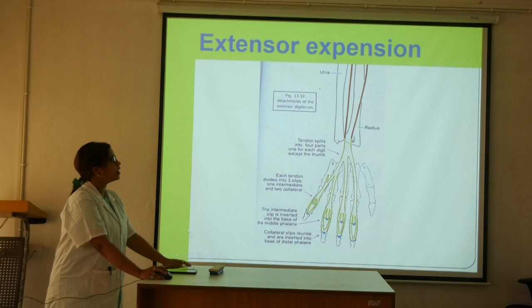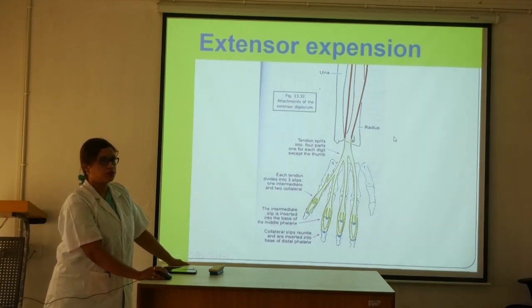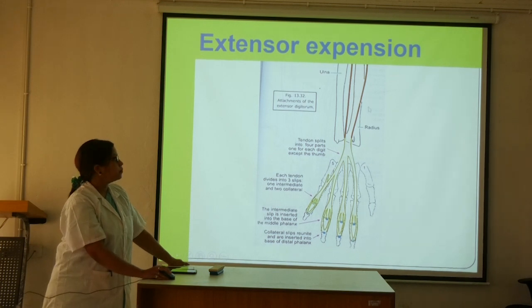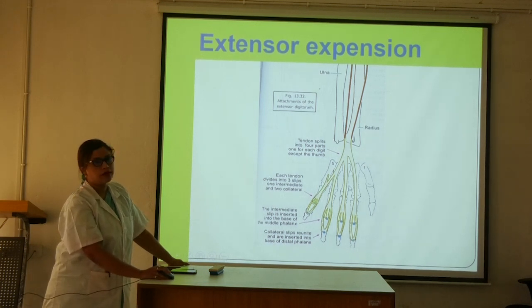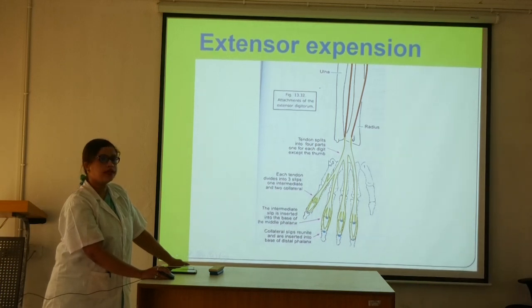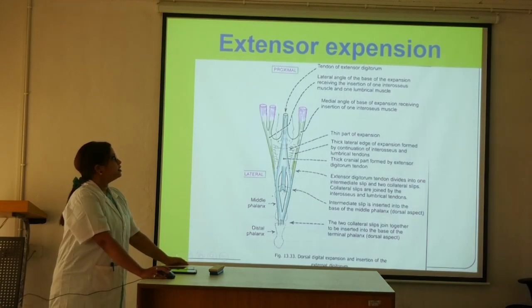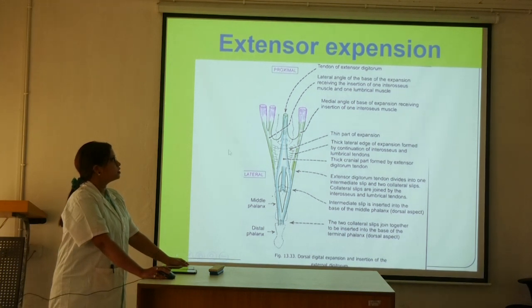So if a short note comes, what is the dorsal digital expansion? At that time you have to elaborate this diagram. In the foot also it is the same. How it makes the dorsal digital expansion. So see, this is the extensor expansion. What are the tendons that are going? They have just divided the dorsal digital expansion, insertion of the extensor digitorum.